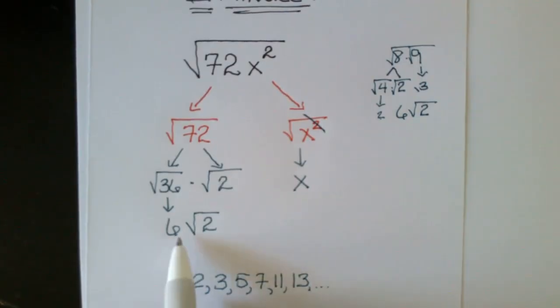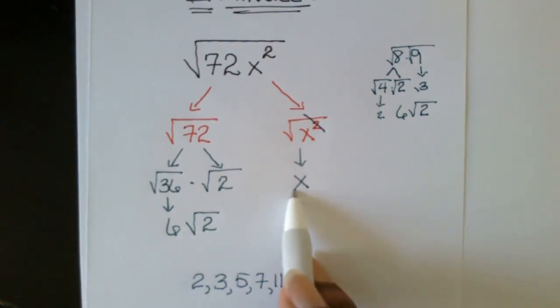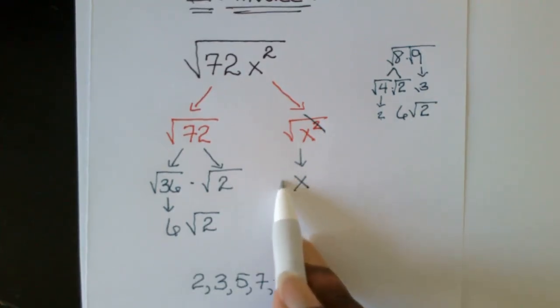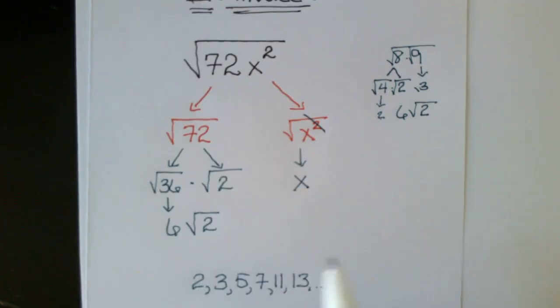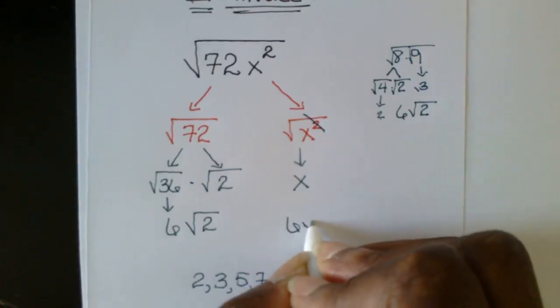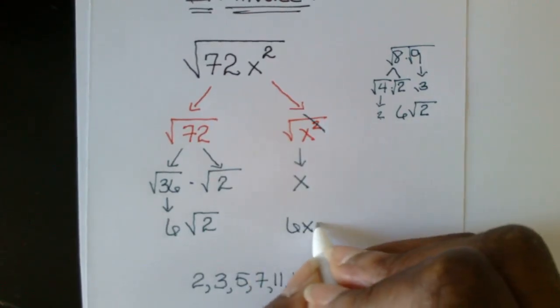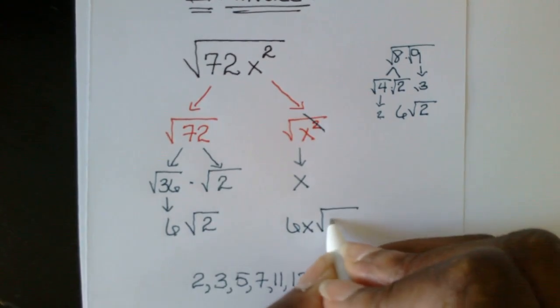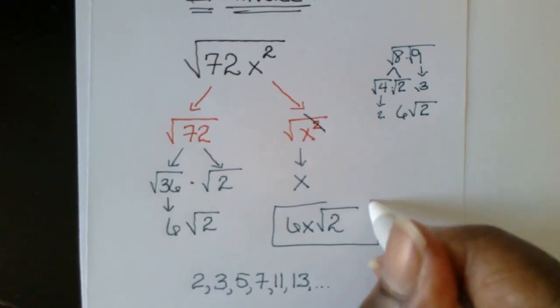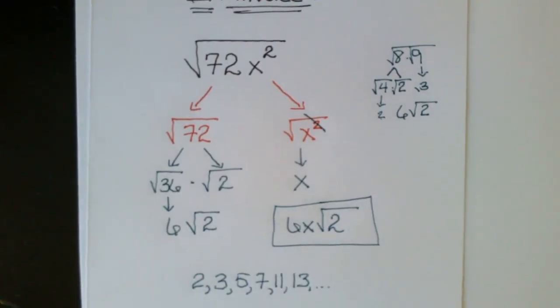So now we just need to put these two things together. I like to put, and most people, not just me, put anything that's not under the radical first. So that will give us our 6x, and then everything that remains under the radical next, which is our square root of 2. Alright, so if you said 6x, the square root of 2, as best as you can through typing, good job.